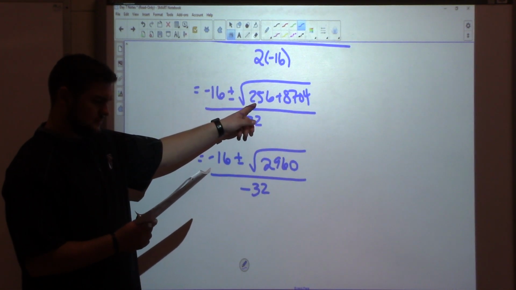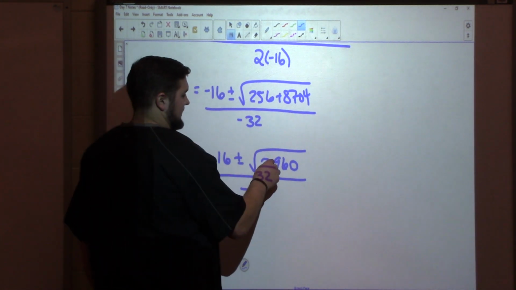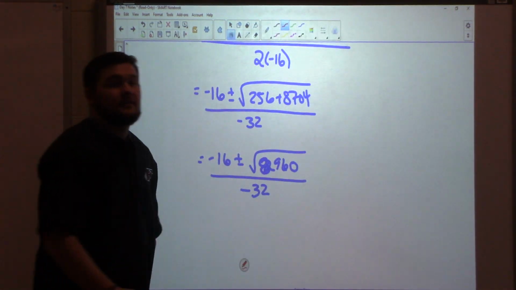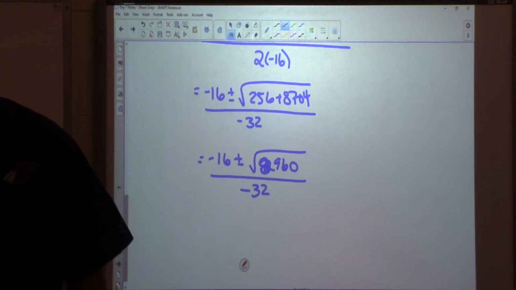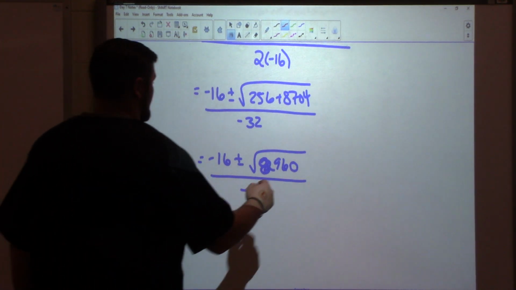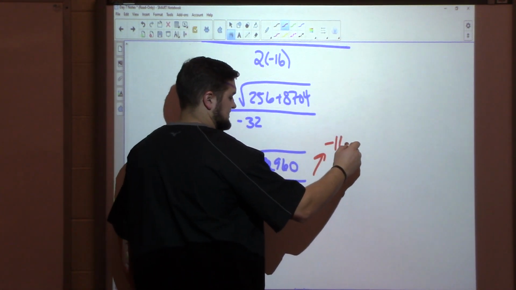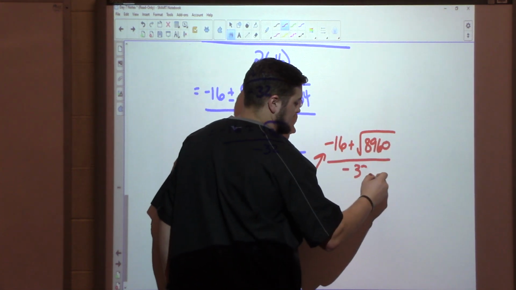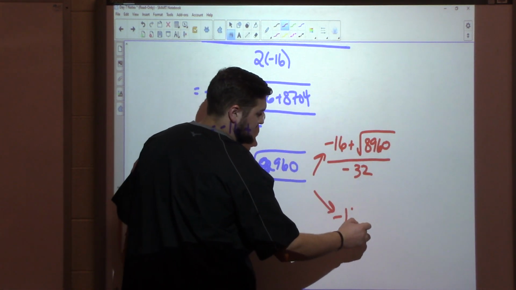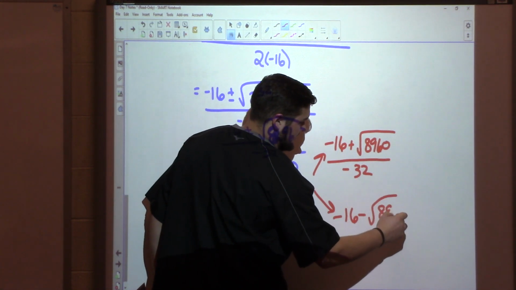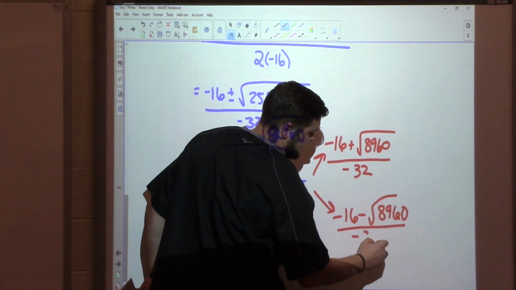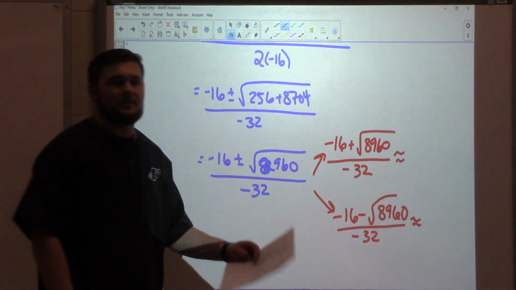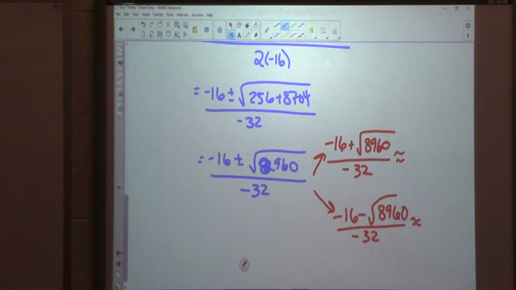That doesn't make any sense. It should be 8,960. I wrote it wrong in my paper, sorry. 8,960. Okay? Alright, from here, because we said we don't want to round until the absolute end, in your calculator, you should put in negative 16 plus square root of 8,960 over negative 32. And you should put in negative 16 minus square root of 8,960 divided by negative 32. When you put that in your calculator, please round it to, let's say, 2 decimal places.